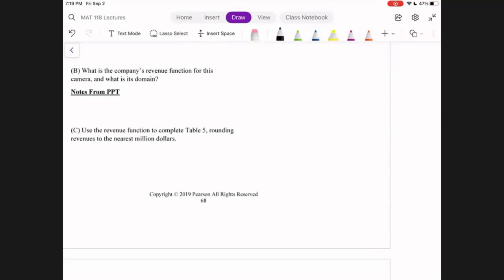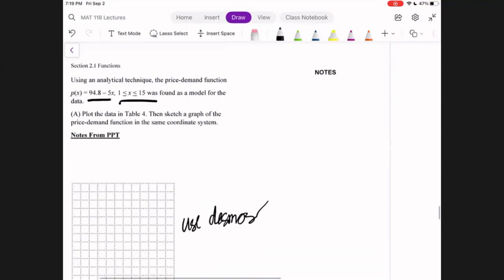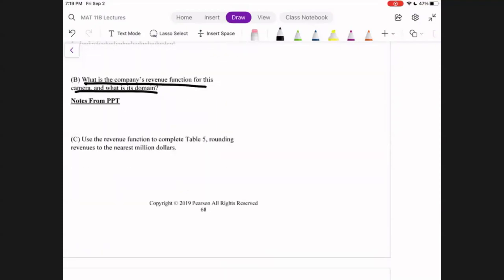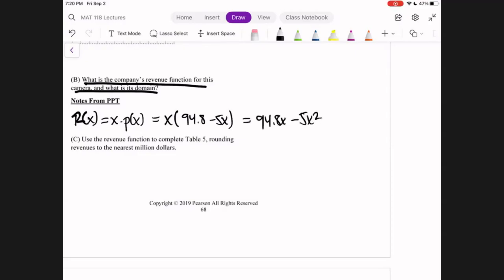For the next part, what is the company's revenue function for this camera and what's its domain? So the domain will be the exact same as your price demand. So your revenue function, remember, it's just x times p of x, which in this problem is x times 94.8 minus 5x, which is 94.8x minus 5x squared. And the domain is the same. So it would be 1 to 15.